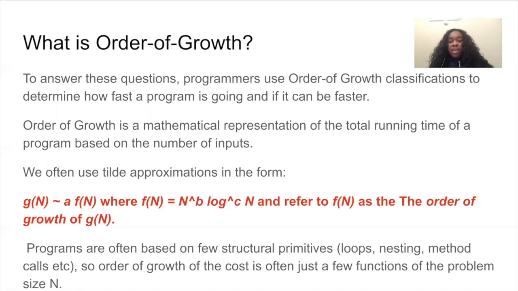Programs are often based on a few structural primitives, for example, loops, nesting, method calls, etc. So order of growth of the cost is often just a few functions of the problem size n. And I said order of growth of cost because when we are coming up with these mathematical representations, we keep two things in mind. One, what is the cost of executing a statement, and two, how frequent is the execution of that statement?